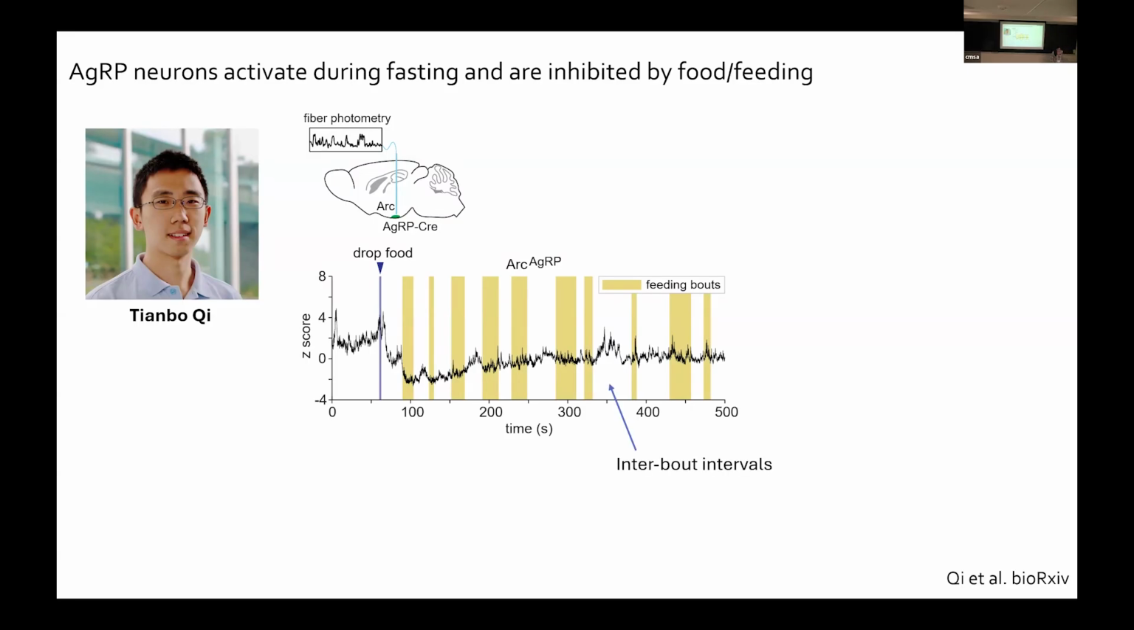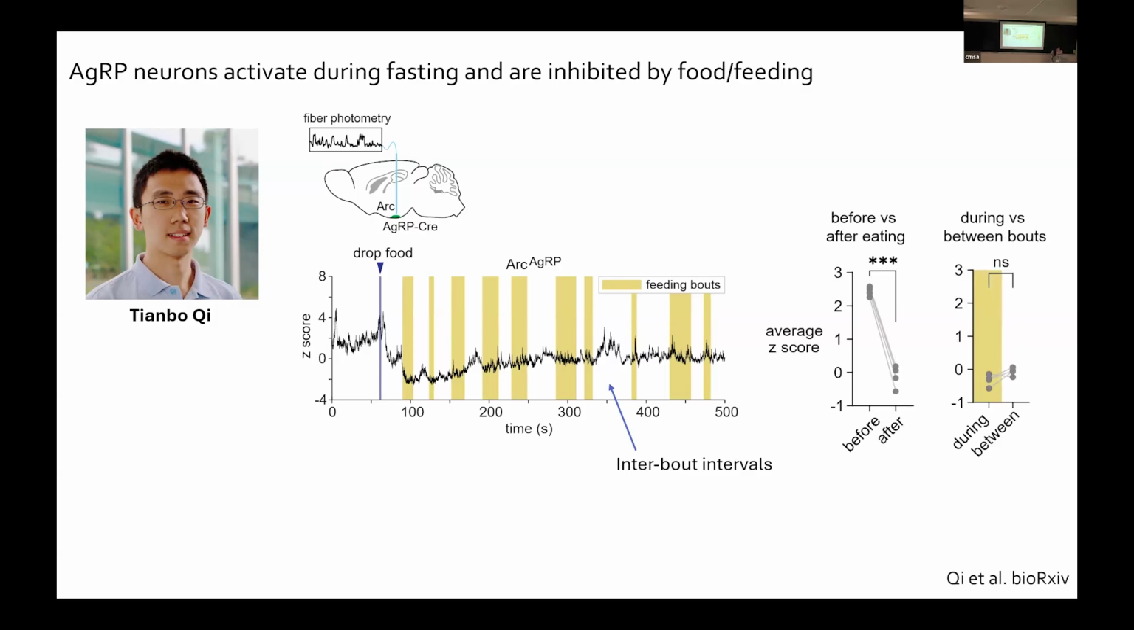So you have these bouts of eating, these interbout intervals. This is a mouse that was fasted overnight, so it's hungry and it's given access to food. And despite the fact that it's hungry, it doesn't just eat constantly until it's full. It'll eat for a little while and then it'll stop and wander around and it'll go back to eating. And the AGRP neurons don't really seem to have anything to do with this toggling behavior. Their activity is high before eating and it's low after eating. But if you look at their activity during eating versus during the interbout intervals, there's not really a significant difference.